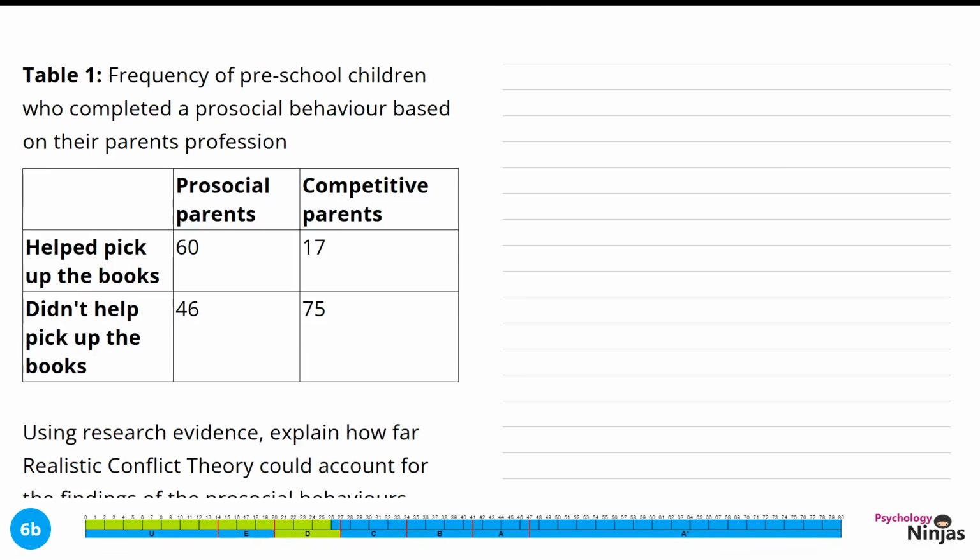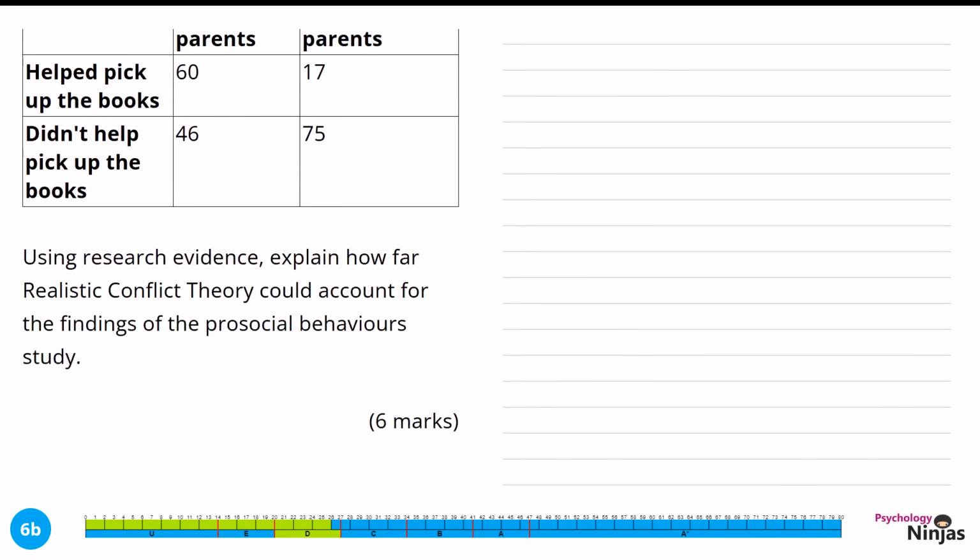Table 1 shows the frequency of preschool children who completed a pro-social behaviour based on their parents' profession. Of those children who helped pick up the books, 60 had pro-social parents and 17 had competitive parents. Of those children who didn't help pick up the books, 46 had pro-social parents and 75 had competitive parents.